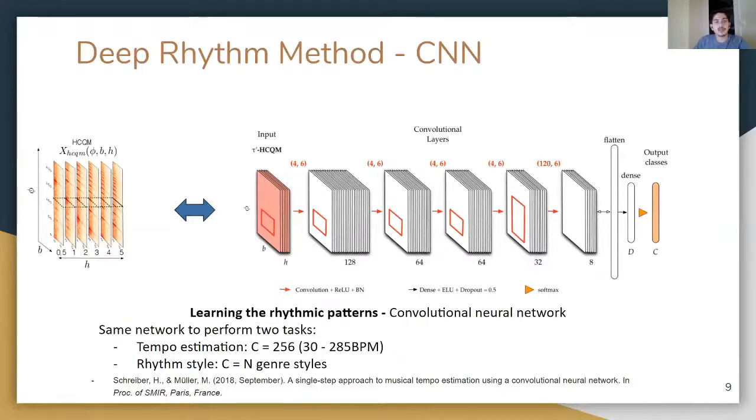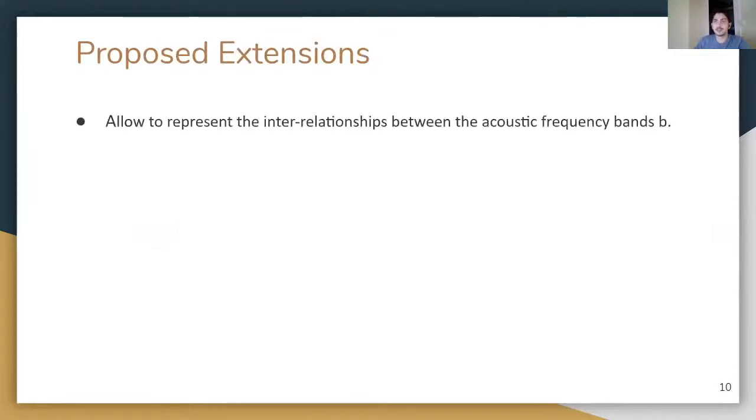We use the same architecture to perform the two tasks independently. In the case of tempo estimation, we have 256 classes, and the ground truth is the global tempo value between 30 and 285 BPM. In the case of genre classification, we have n classes corresponding to n genres of the evaluated dataset. We propose 3 extensions to improve deep rhythm following music knowledge intuitions.